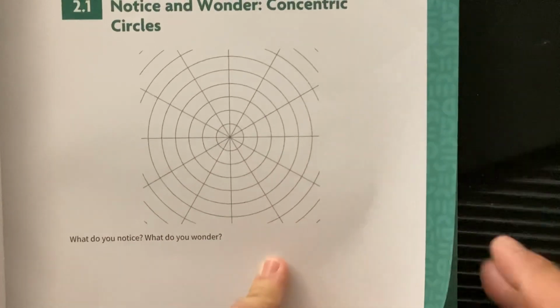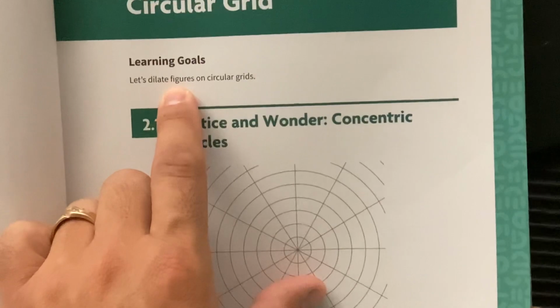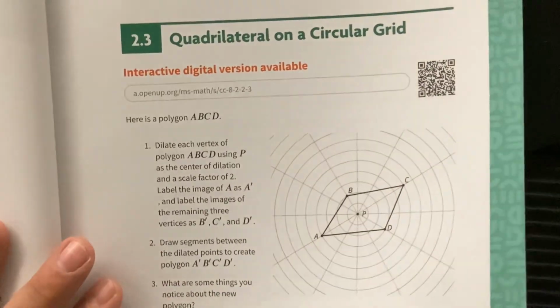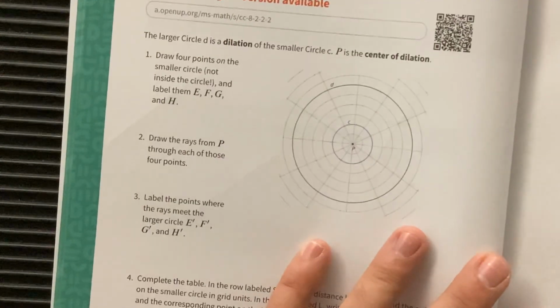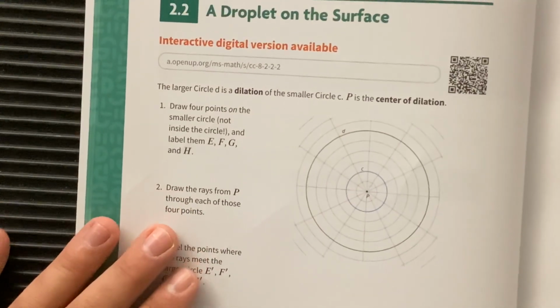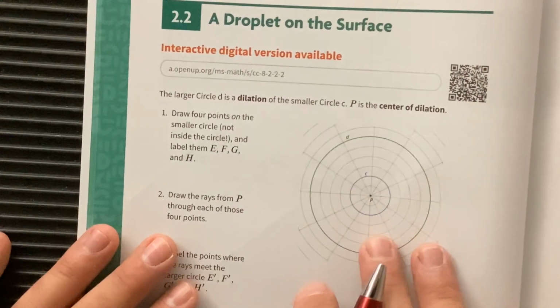And hopefully you're asking yourself some questions. We're actually going to use this grid to dilate figures, right? Make it bigger or smaller here as we go. So take a look at the next one. It says circle D is a dilation of the smaller circle, right? It's dilated. Obviously, it's bigger.